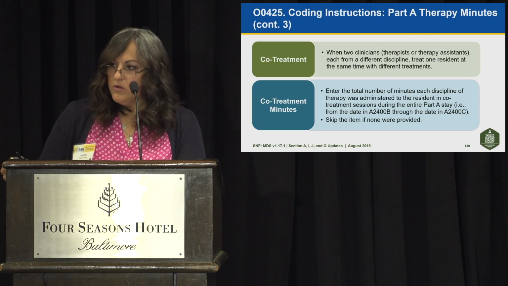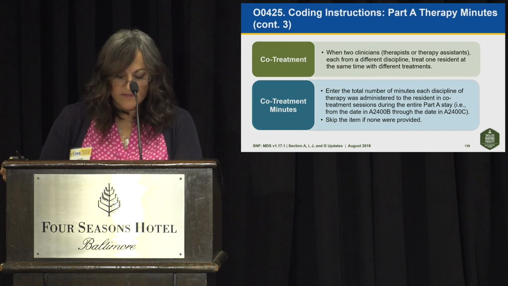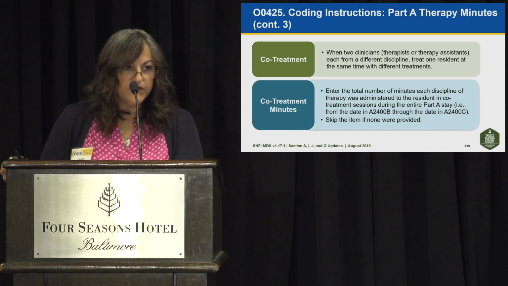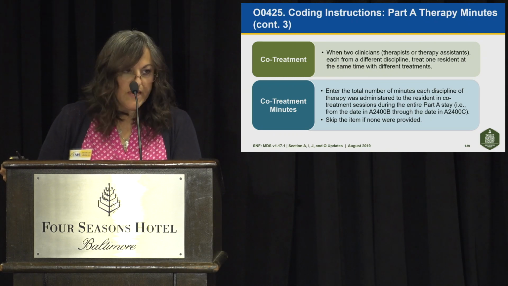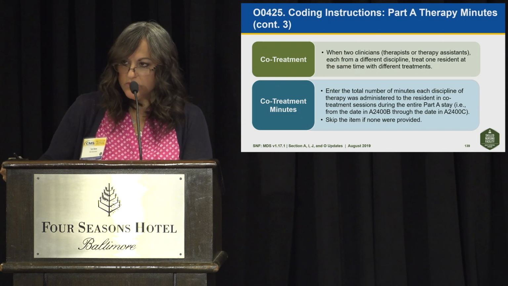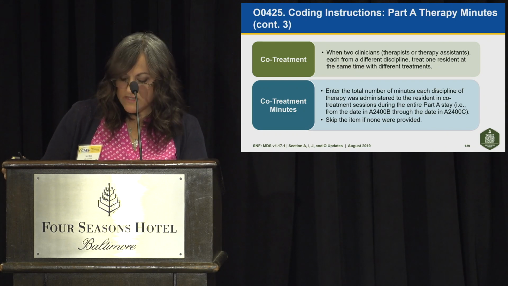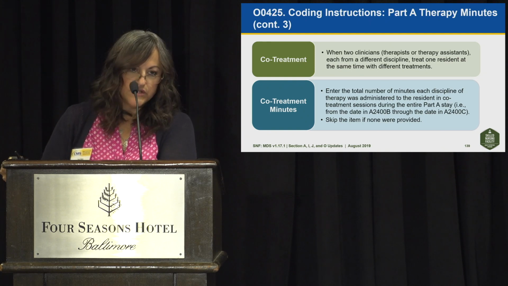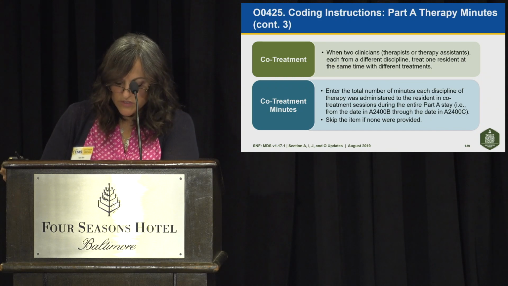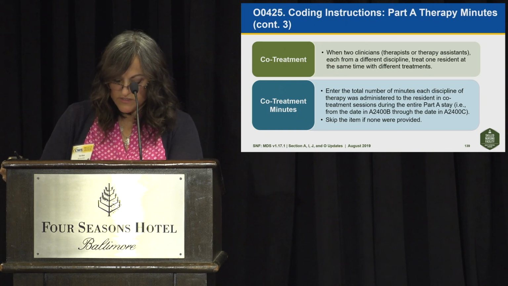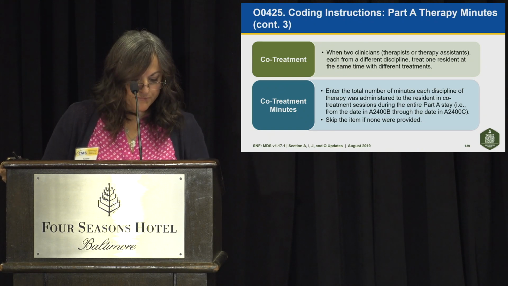So finally, we're going to look at co-treatment, which is when 2 clinicians, therapists, or therapy assistants, each from a different discipline, treat one resident at a time with different treatments. To enter co-treatment minutes, you'll enter the total number of minutes each discipline of therapy was administered to the resident in co-treatment sessions during that entire Part A stay. If no co-treatment minutes were administered, you're going to skip to item O0430, which is distinct calendar days. Again, for all of these modes of therapy, you're going to refer to O0400 in Section O for detailed definitions and examples.